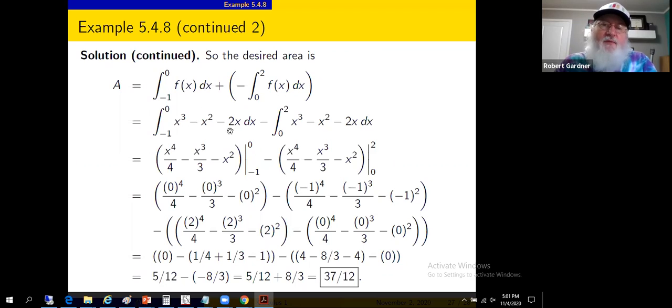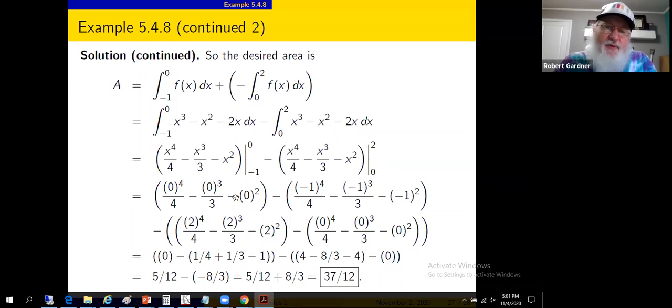Okay, here's what we had for the function. If I leave that negative outside, then I get the same integrand here. So I get the same antiderivative. It's straightforward to find an antiderivative. It's a polynomial. Evaluate from -1 to 0. Evaluate from 0 to 2. There's a negative in between. Be careful. There's a lot of moving parts flying around here.